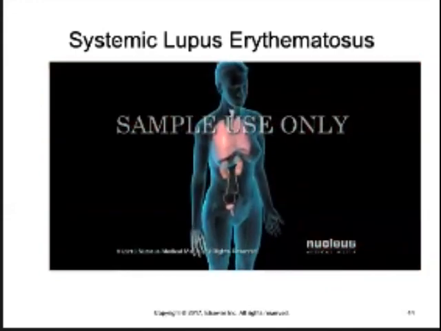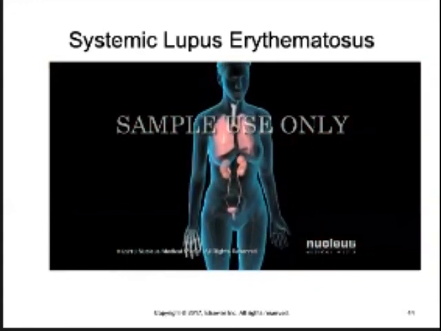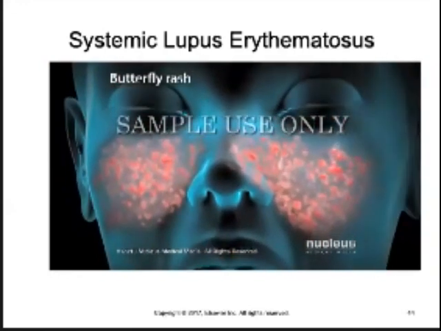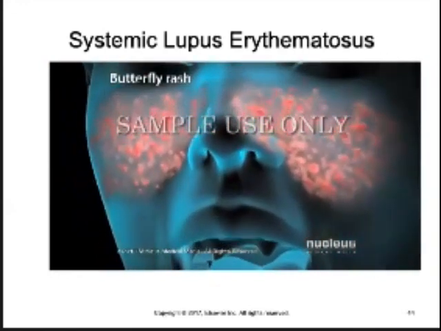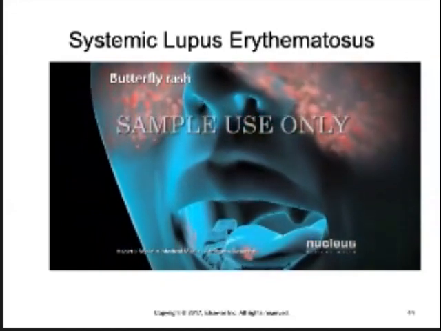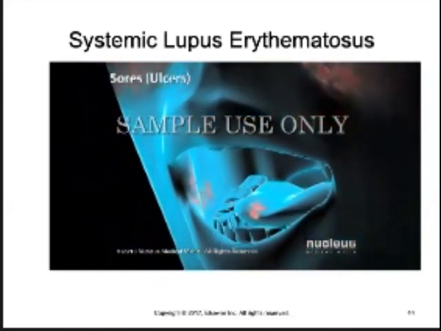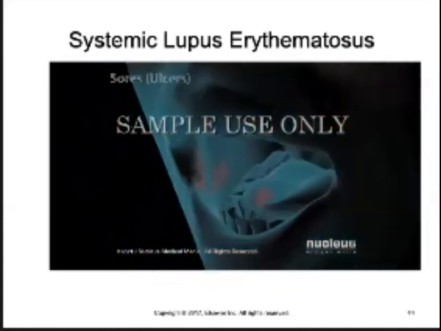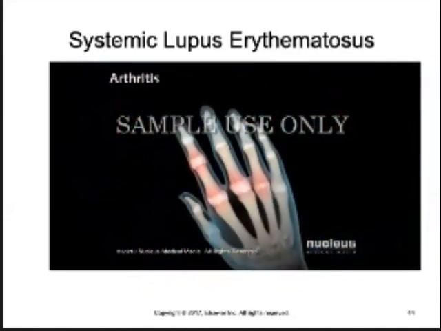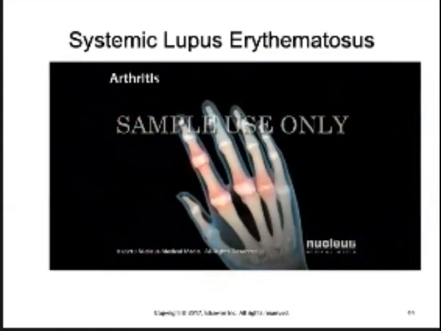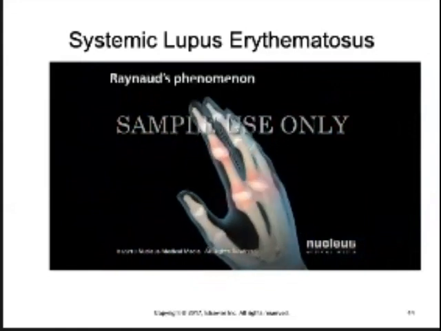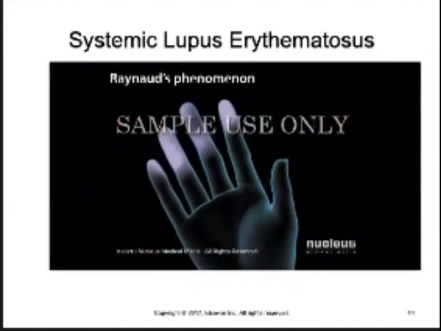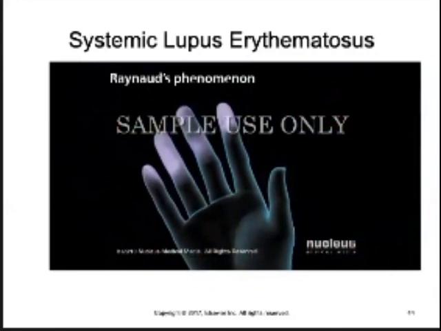Symptoms of lupus happen as your immune system begins to attack different areas of your body. You may develop a butterfly-shaped skin rash on your cheeks and nose. Sores or ulcers may form inside your nose or mouth. You may develop arthritis, in which your joints become inflamed and swollen. If fingers are cold, they may turn a blue or white color. This is called Raynaud's phenomenon.